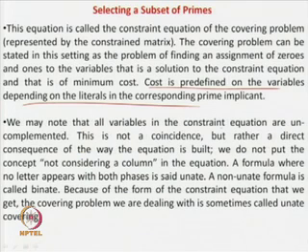We may note that all the variables in the constant equation are uncomplemented. This is not a coincidence, but rather a direct consequence of the way the equation is built. We do not put the concept of not considering a column. Not considering a column means some value put at 0. A formula where no letter appears in both the phases is called unate.